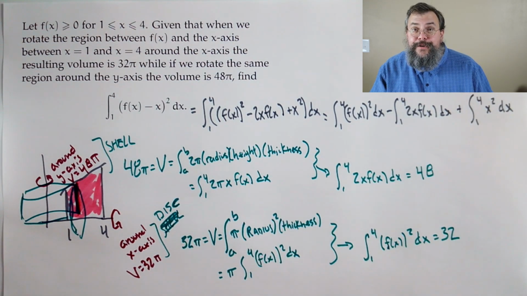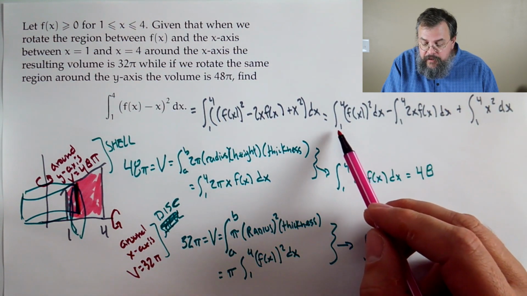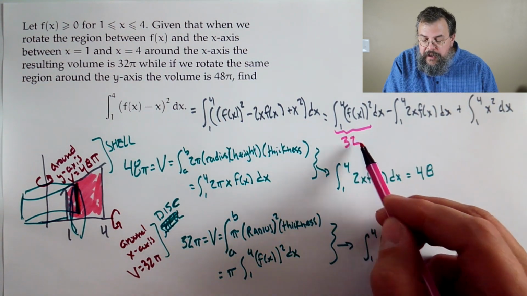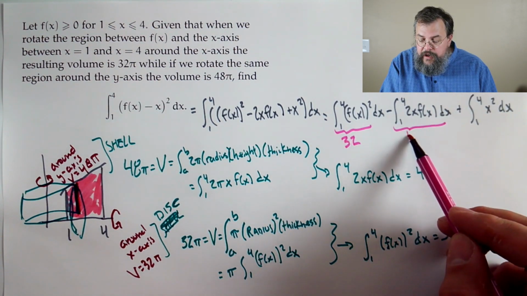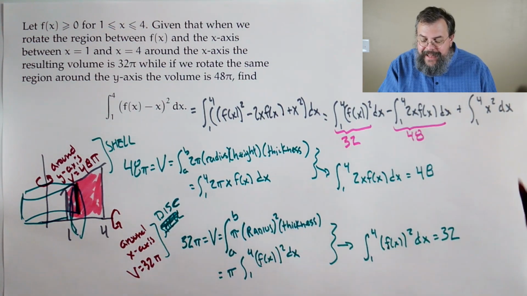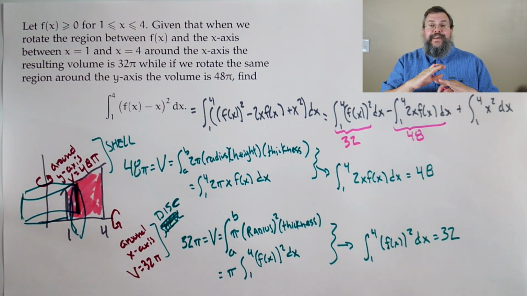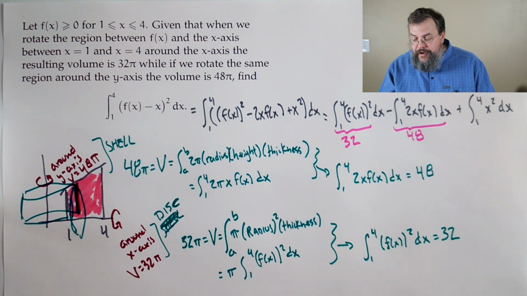But we've got great news. Our great news is we know some of these pieces. So, for example, the integral of f of x quantity squared from 1 to 4 is 32. And the integral of 2x f of x dx is 48. We don't know this last one, though. But wait, the last one doesn't involve f of x at all, which means we can just integrate it. So let's integrate it, and let's see what we get.